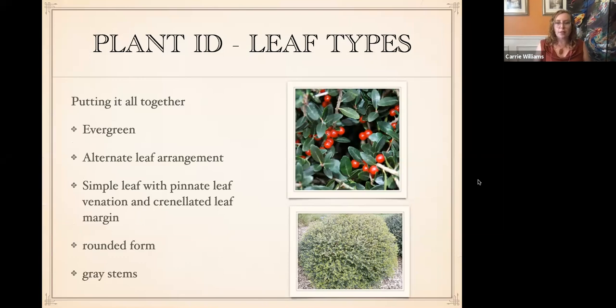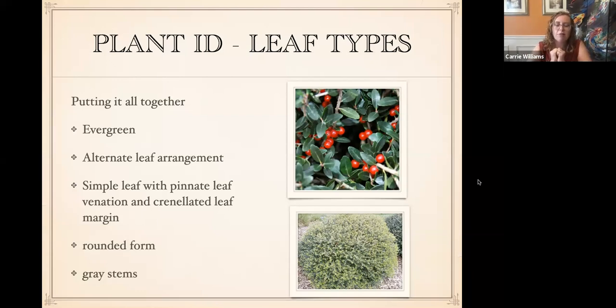Now, if we look at the leaf arrangement, you can kind of see it in that picture. We have an alternate leaf arrangement. That's going to be typically the first or second thing I'm looking for. So you have a leaf, then a leaf, then a leaf. If we look at the leaf itself, we can say it's a simple leaf. So it's not compound, it's a simple leaf. We look at the leaf venation, it's pinnate. You've got that main midvein with smaller veins coming off of it.